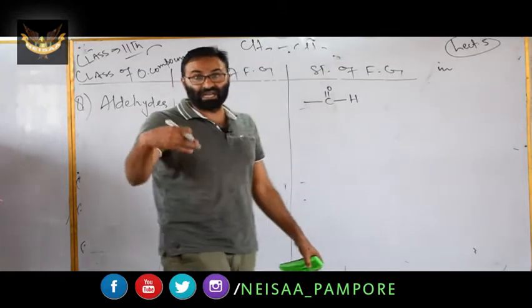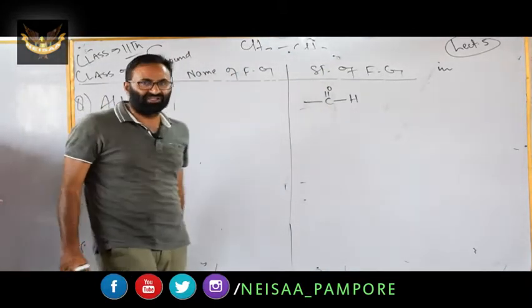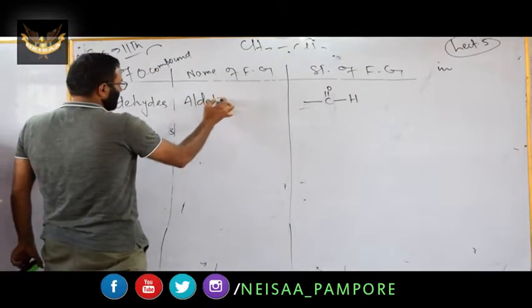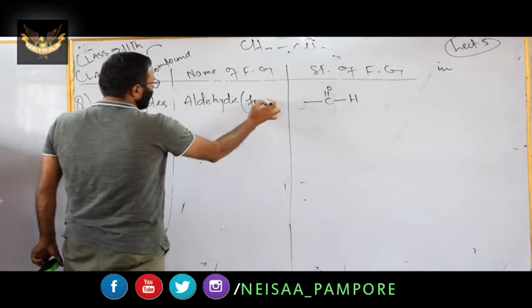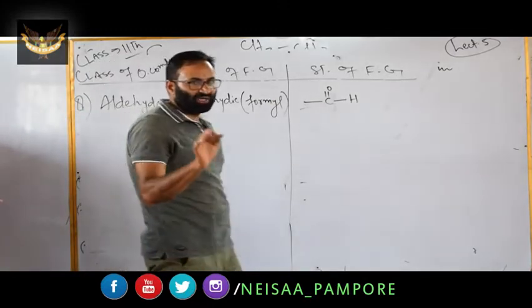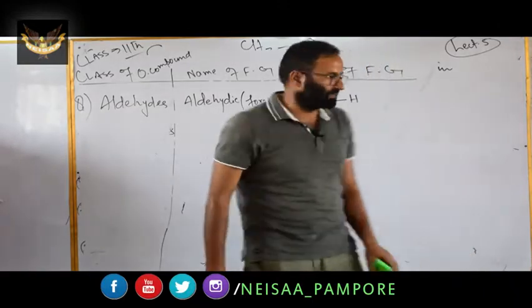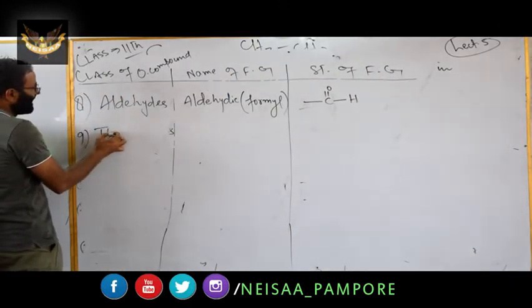Aldehydes are a class of organic compound. And what is the functional group? C double bond OH. Its name is aldehydic. Aldehydic or formyl. Aldehydic, it is the alternate name. It is also named as formyl. Remember this point. Formyl.